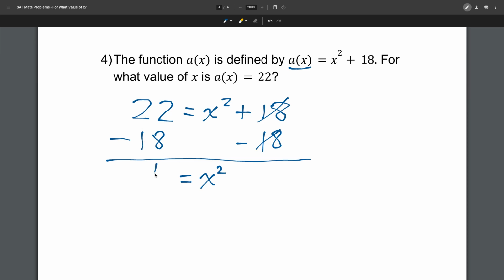22 minus 18 is 4. Okay. Again, I want just x, so I have to take the square root of x squared. So I'm taking the square root of this side, so I have to do it to this side. So x could be 2, because 2 times 2 is 4. Or x could also be negative 2, because negative 2 times negative 2 is also 4.